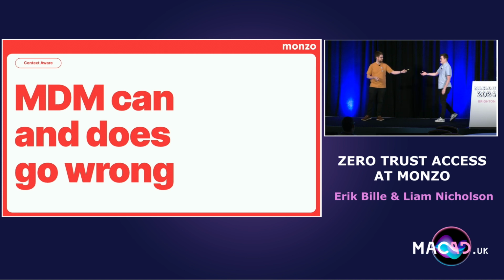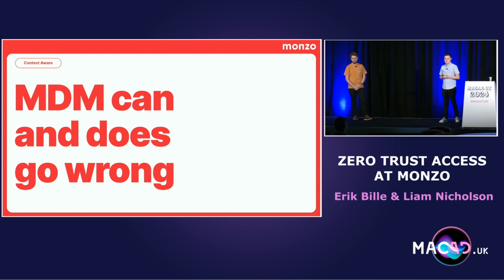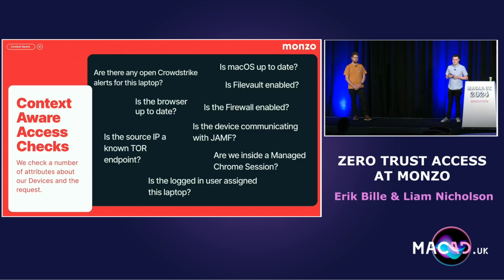So, Erik's walked you through how we do device management and some key parts of our setup. Ultimately, though, Zero Trust Access is about admitting that MDM can and does go wrong despite how well you have it set up. You can have all the automation in the world, things can and do go wrong at times. And it's up to contextual access to identify those cases and prevent users from accessing data that they really shouldn't be while that misconfiguration exists.